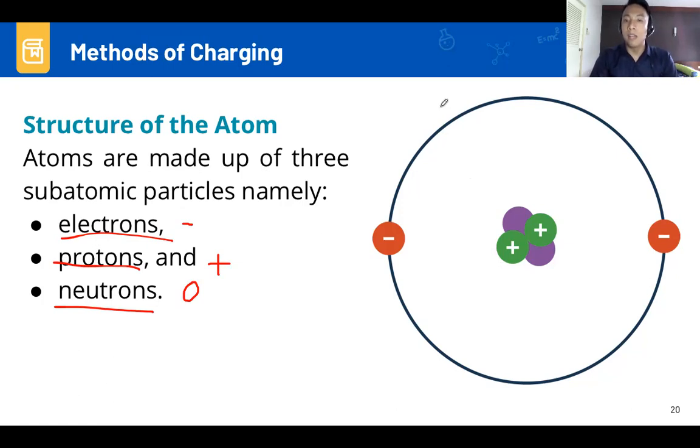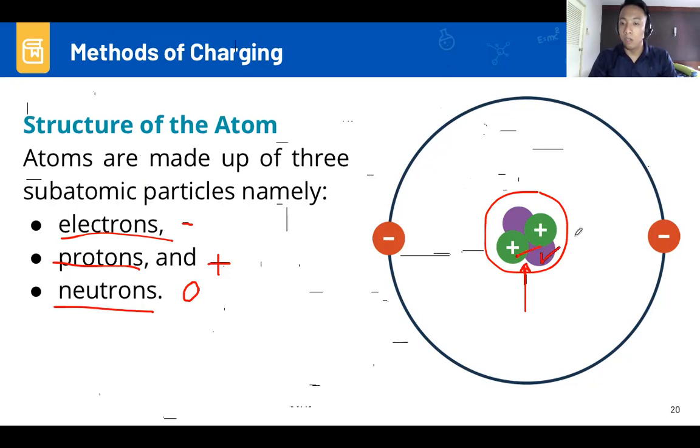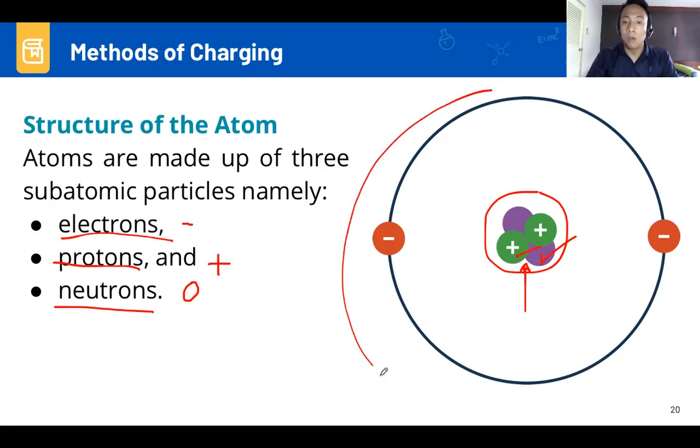So this is an example of an atom. Okay, so palaging sasama sa loob, this will be the nucleus. Okay, yung nucleus na yan is only includes the protons and the neutrons. So ang nucleus ng isang atom, it only contains the positively charged and the zero charge. So protons and neutrons. And yung electrons is always umiikot lang siya sa orbit. Ito yung orbit ng bawat atoms.